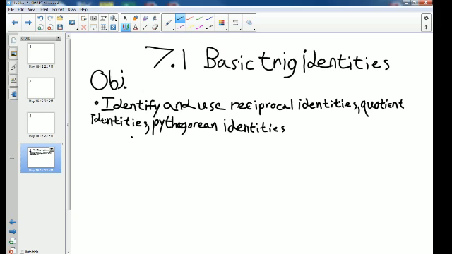7.1 Basic Trig Identities. Our objectives for today are to identify and use reciprocal identities, quotient identities, and Pythagorean identities. So let's get started. We're going to start with example 1. Provide a counterexample.